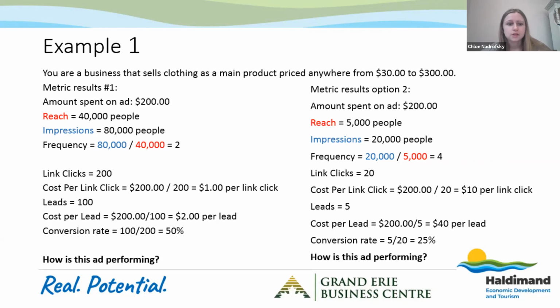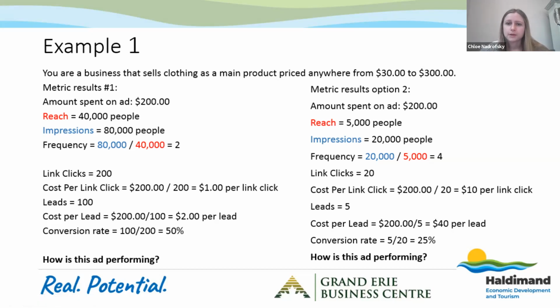And then link clicks is 200. So cost per link click is the $200 spent on the ad divided by 200 link clicks, which is $1 per link click. Again, that falls within a good range. The number of leads that we're getting from these link clicks is 100. So cost per lead is $200 divided by the 100 leads, which is $2 per lead. And then our conversion rate is our 100 leads divided by 200 link clicks, so we get a conversion rate of 50%, which is really high. That's saying every other person that clicks on your link is actually going to follow through with the purchase, or like the example of signing up on an emailing list.